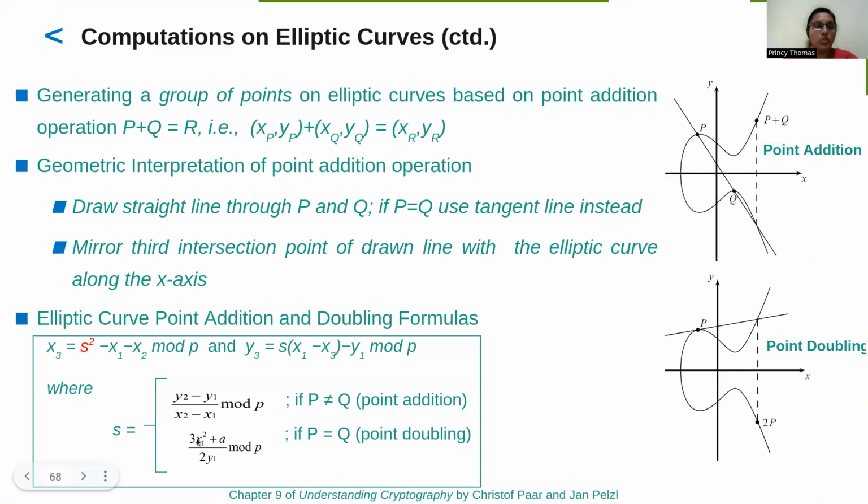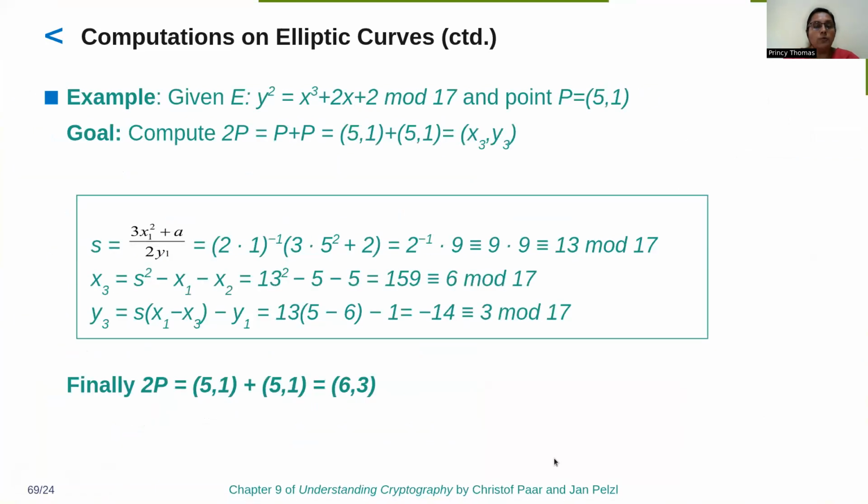Once we know the s value, we simply substitute the values in these equations to get the additive points. Please remember this equation, write it down somewhere, because we need these equations for our later calculations. Now we are going to look at an example of doubling.